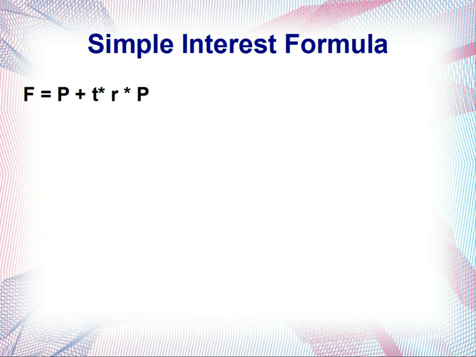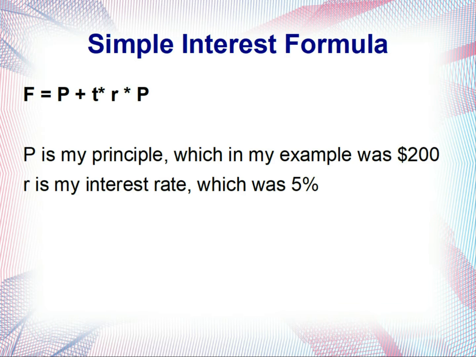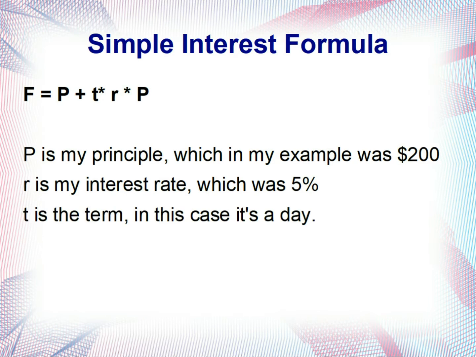So there's a formula for simple interest. It looks like this. So the final value, the F, is equal to the principal plus T, that's the amount of time that has passed, times the percentage rate times the principal amount. So P is my principal, which in my example was $200. R is my interest rate, which is 5%. T is the term, which is a day. And F is the total final value.